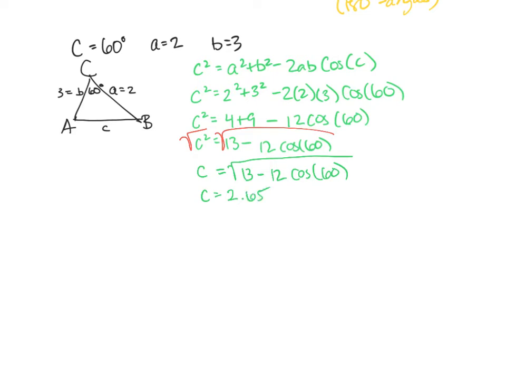I'm going to get c is equal to 2.65. And there we have it. So remember, it's a side length, so round to your second decimal place.